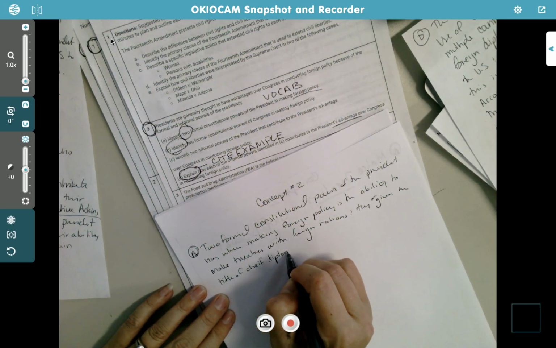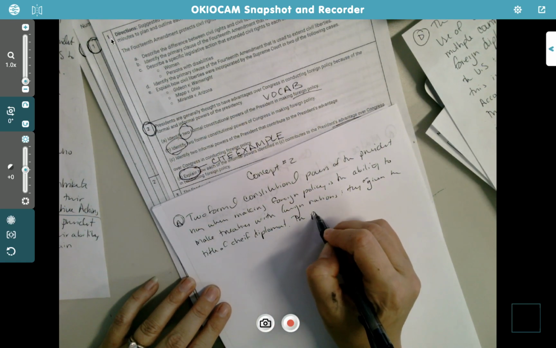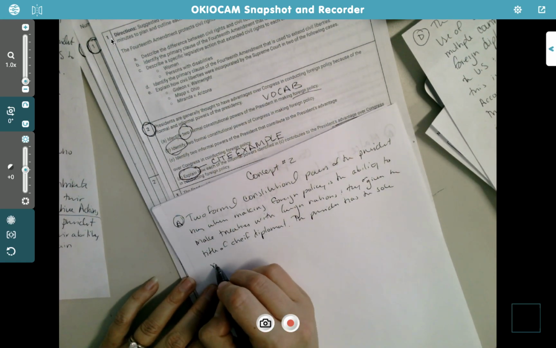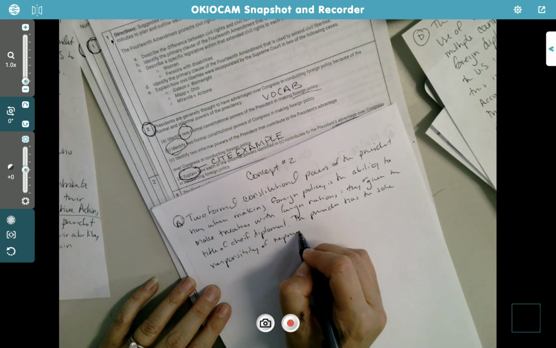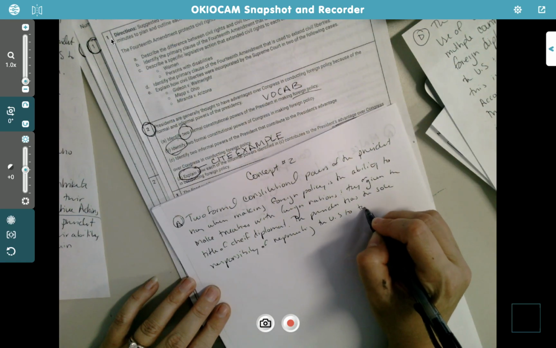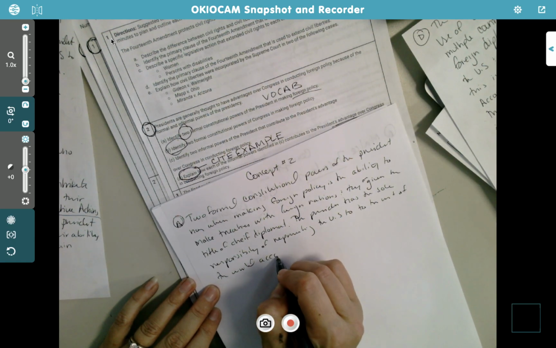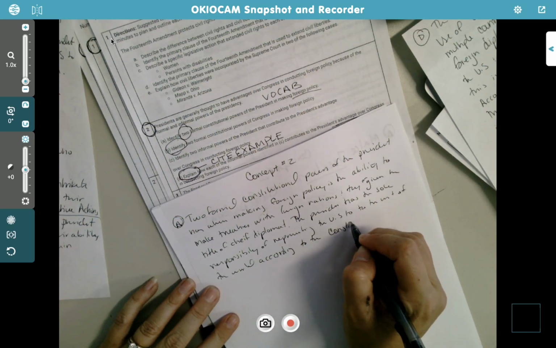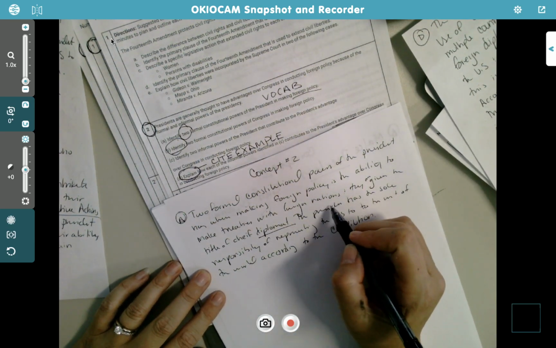diplomat. Okay, we can't just leave "chief diplomat." We've got to explain. The president has the sole responsibility of representing the U.S. to the rest of the world, according to the Constitution. There you go. Done. I've restated the prompt. I've included my two vocab terms, as you can see.